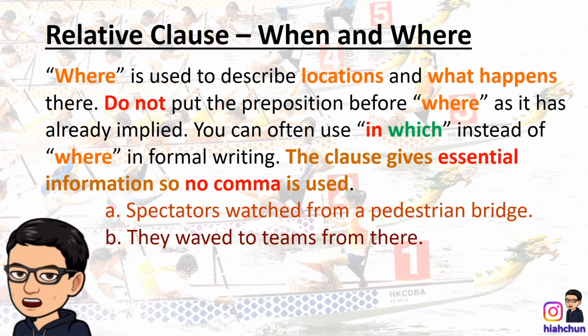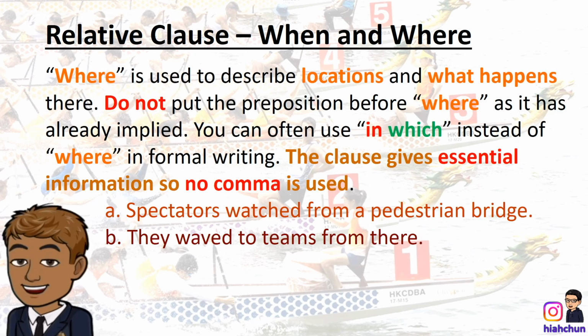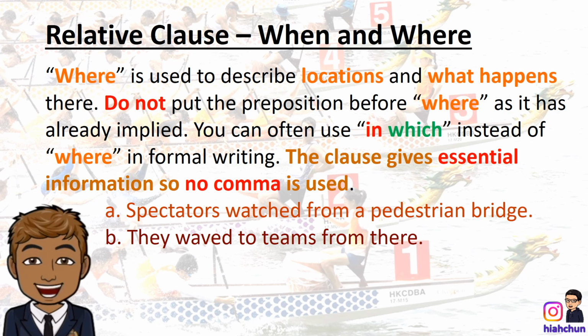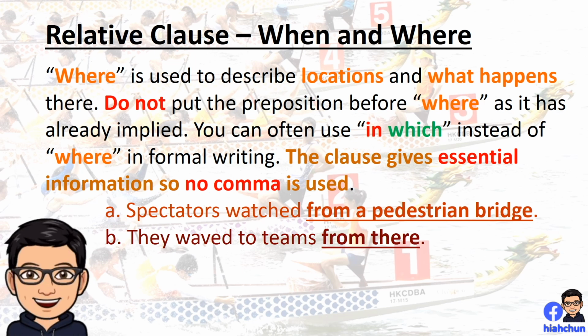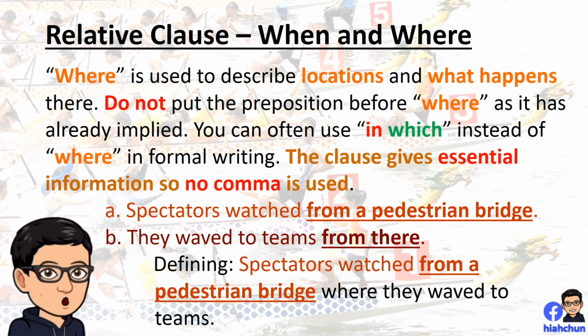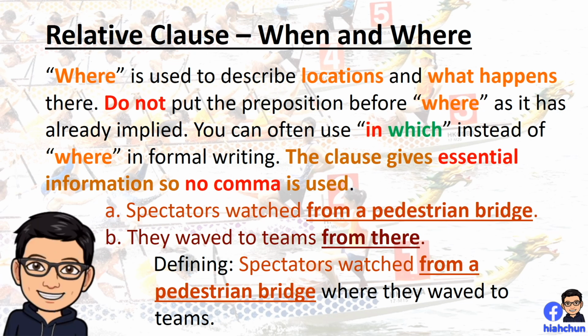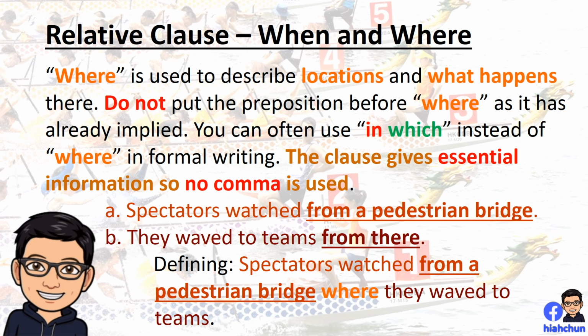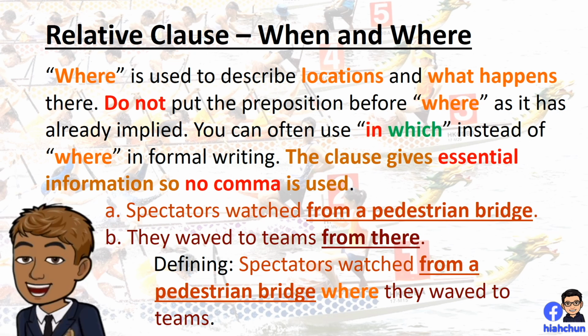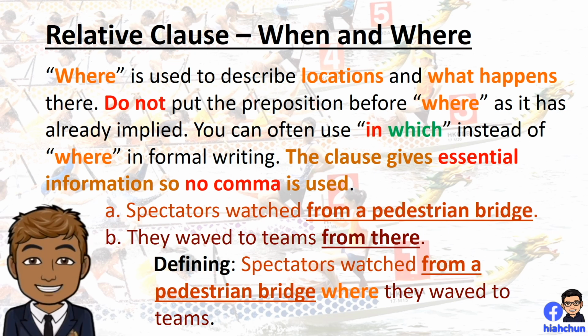Let's look at another example sentence. Spectators watched from a pedestrian bridge. They waved to teams from there. The phrase "from the pedestrian bridge" appears in both sentences, so we combine them. Spectators watched from a pedestrian bridge where they waved to teams. "Where" shows the location. "Where" defines which bridge, so this is a defining clause. No comma is used.